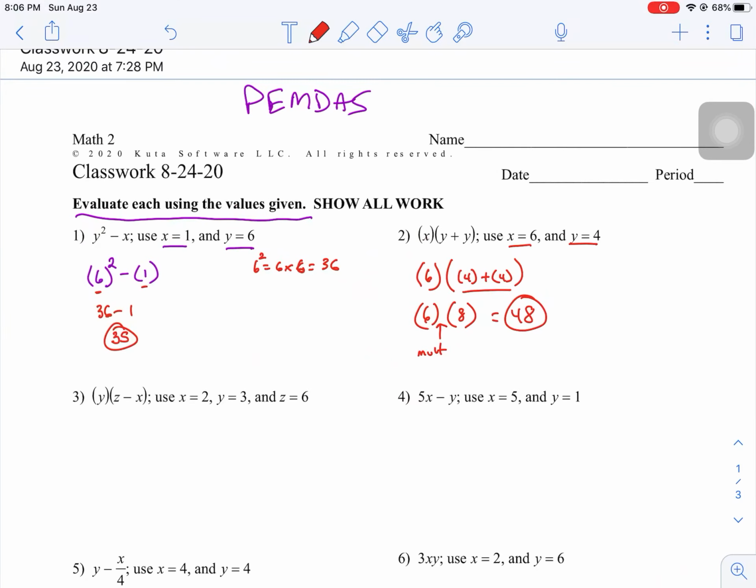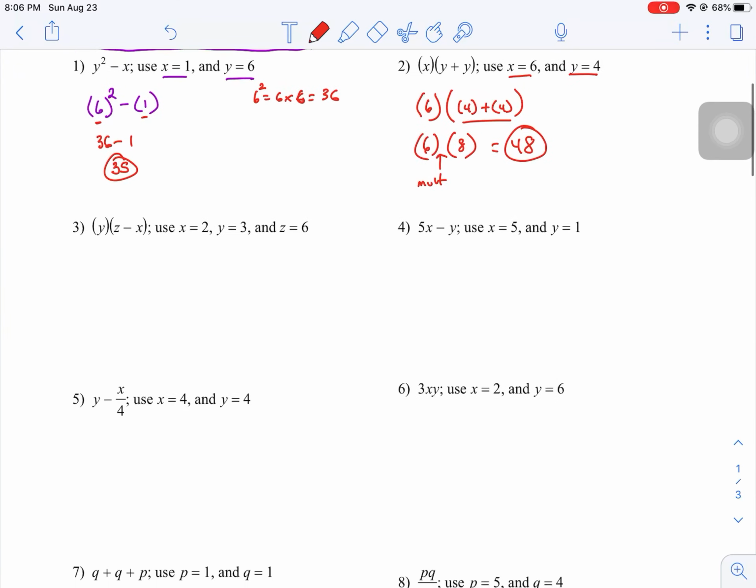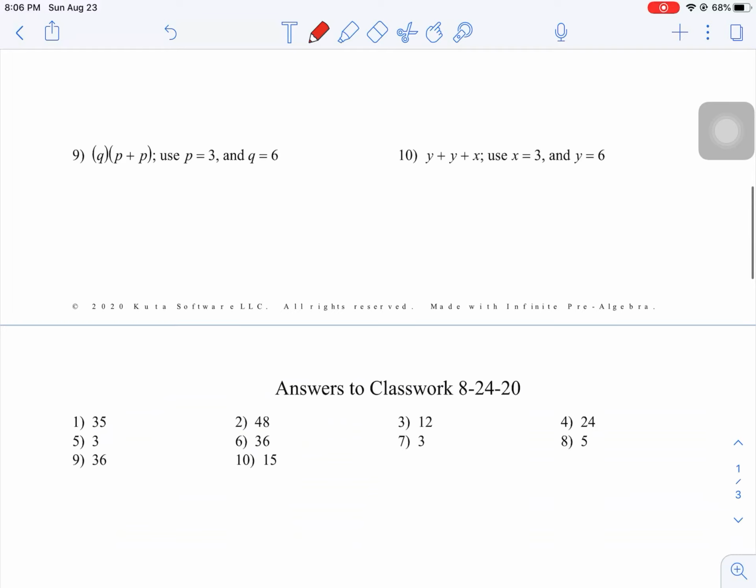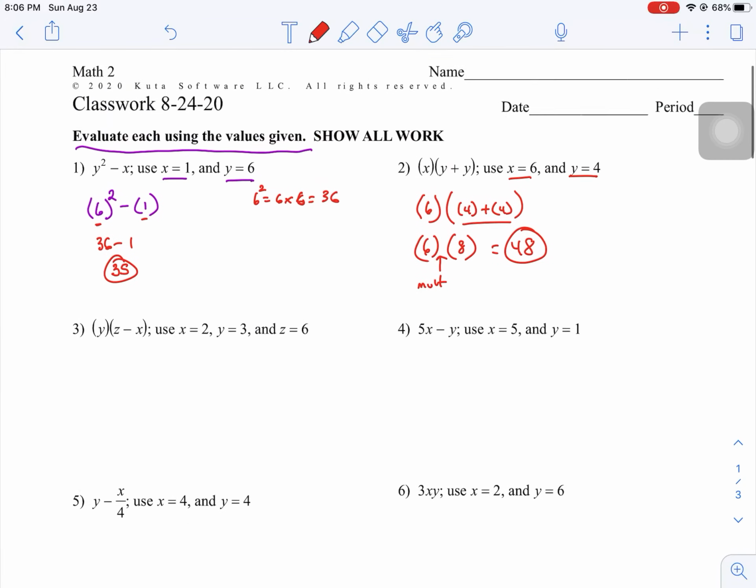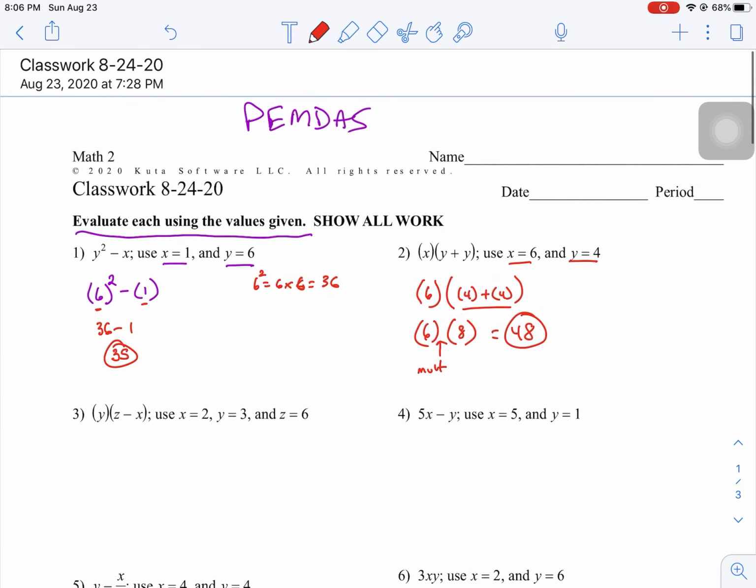Now those are the first two problems of 10 that I want you to do. And if you notice, I have the answer key down here. Number 1 is 35. Number 2 is 48. So all you're doing is substituting the numbers in.